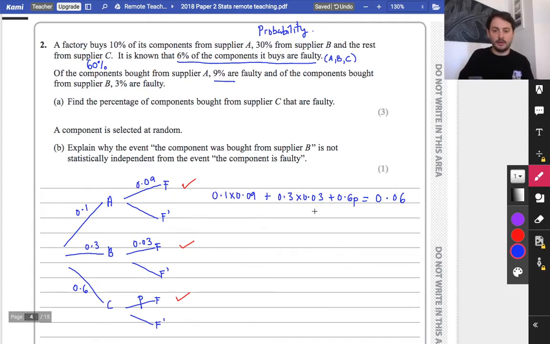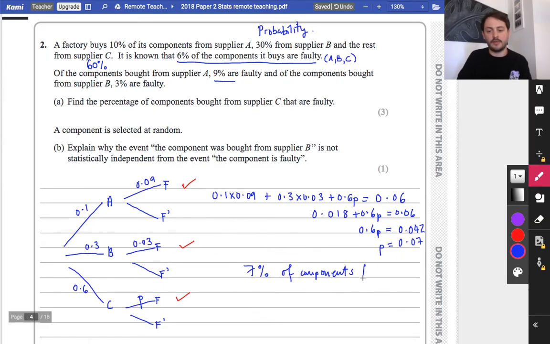So here we've got 0.018 plus 0.6P equals 0.06. Obviously, you could do this all in the calculator all at once if you wanted to. So let's do 0.06, take away 0.018. So that's 0.042. And then I'm going to divide both sides by 0.6, and we come up with that P is equal to 0.07. So find the percentage of components bought from supplier C that are faulty. So we should actually change that back to a percentage and say 7% of components from C are faulty. That's part A of the question.